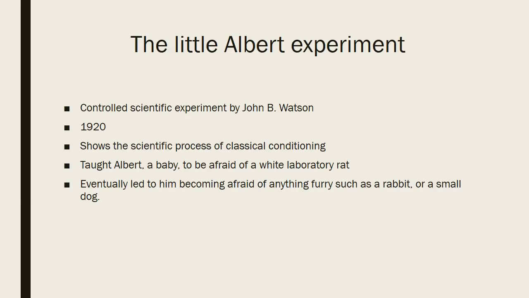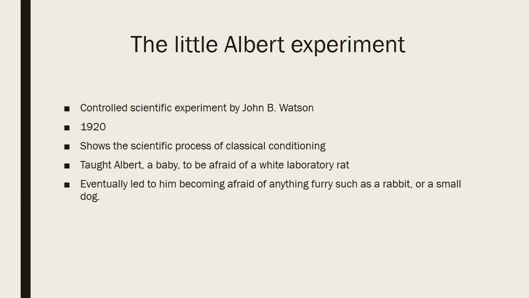And so what John B. Watson wanted to do was show that yes, you could teach someone fear. However, this happens all in the subconscious. You're not actually aware that you're learning fear. So the process that John B. Watson used was the scientific process called classical conditioning. And basically, what he did was he taught baby Albert to be afraid of a white rat.